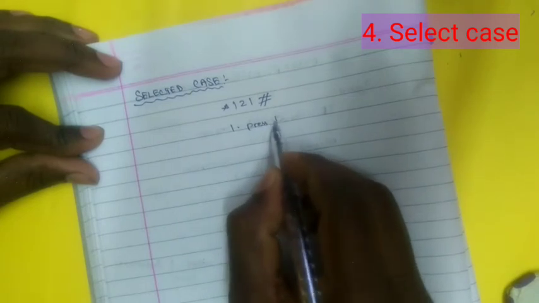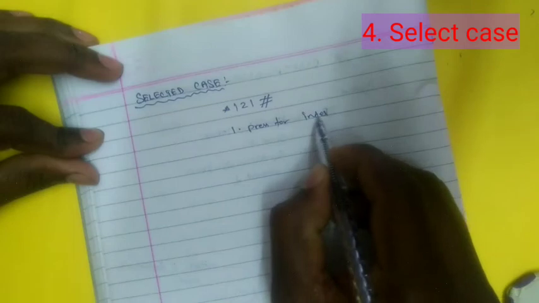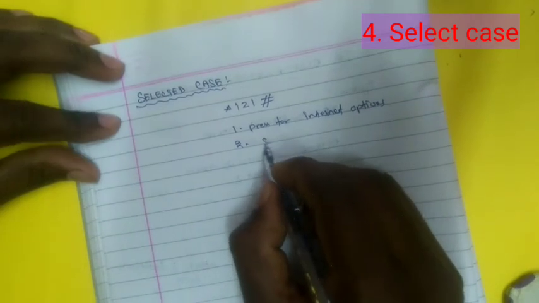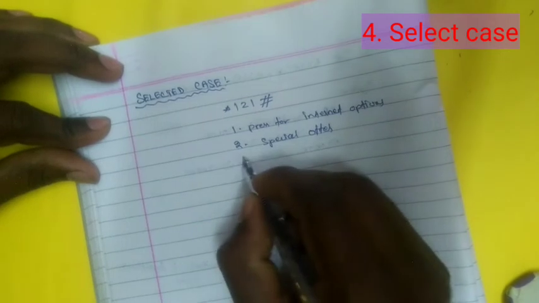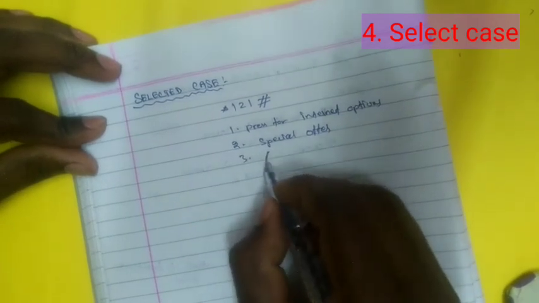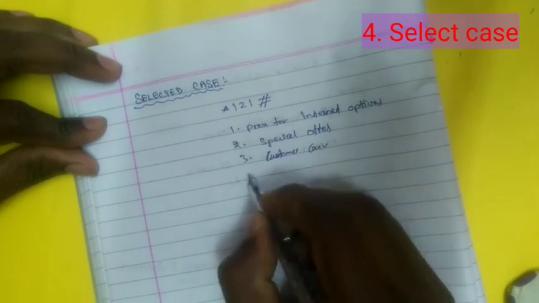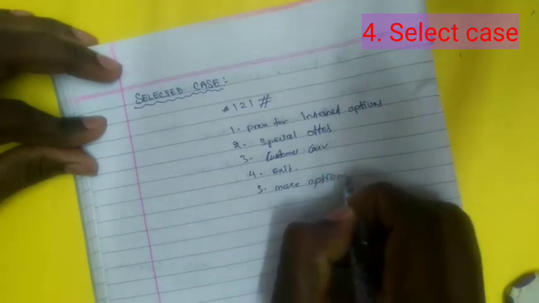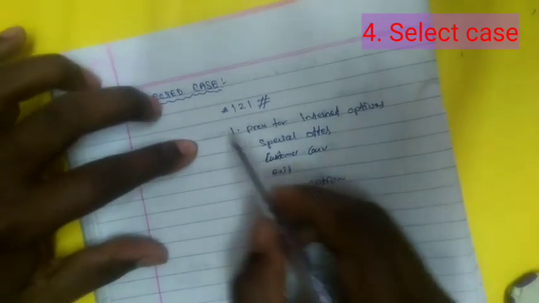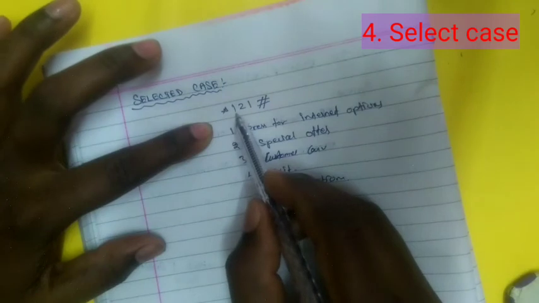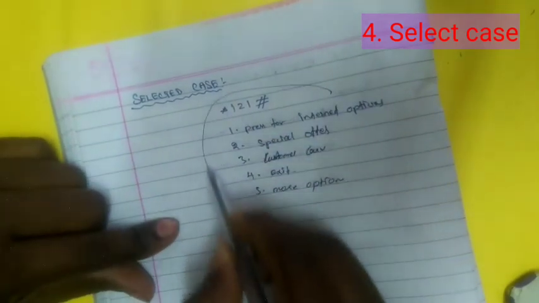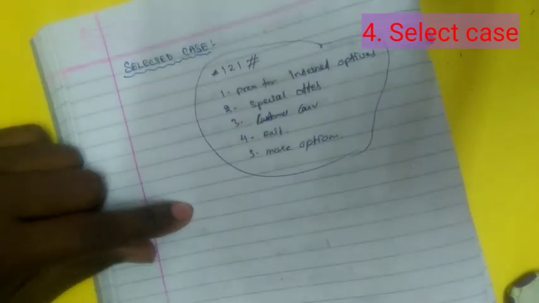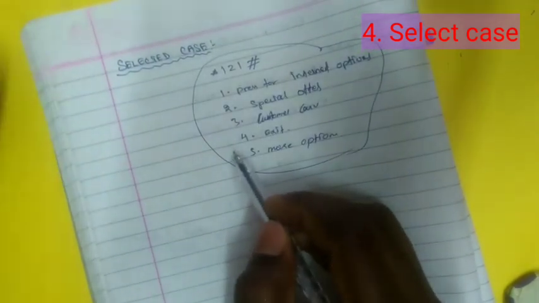Press 1 for internet option. Press 2 for special offer. Press 3 for customer care. Press 4 to exit. Press 5 for more options. Like this, the options will be displayed when you dial *121#. Okay, this is the select case. Some options will be displayed. After you select a value, it again shows some message.